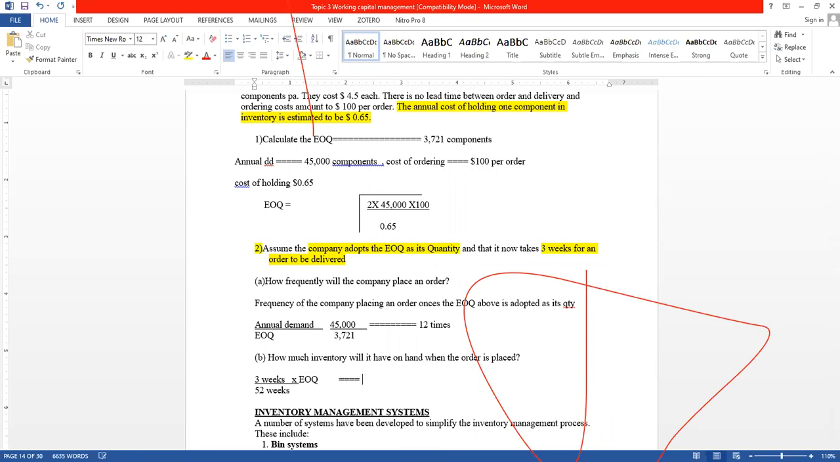It's going to be 3 out of 52 times EOQ, which is 3721. So the inventory would be what? 214.7. 214.7 components.